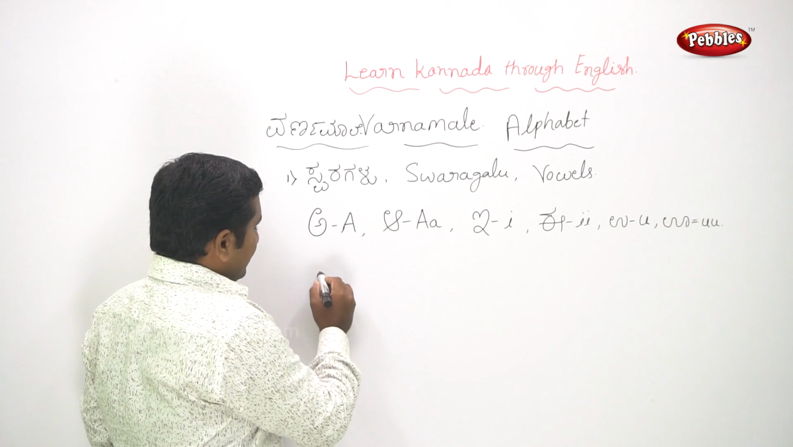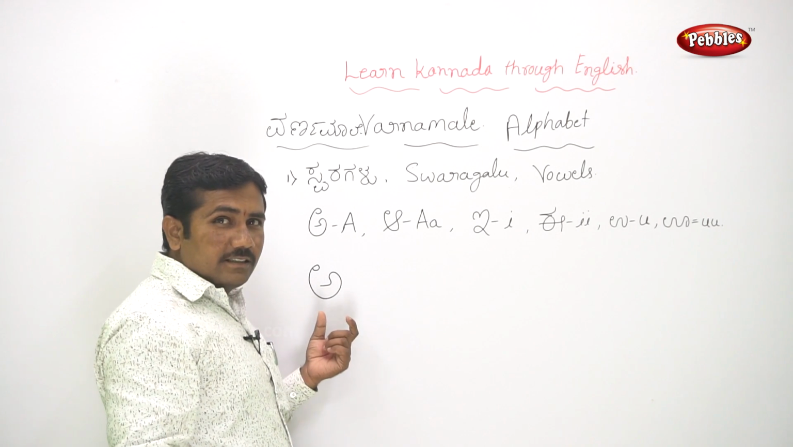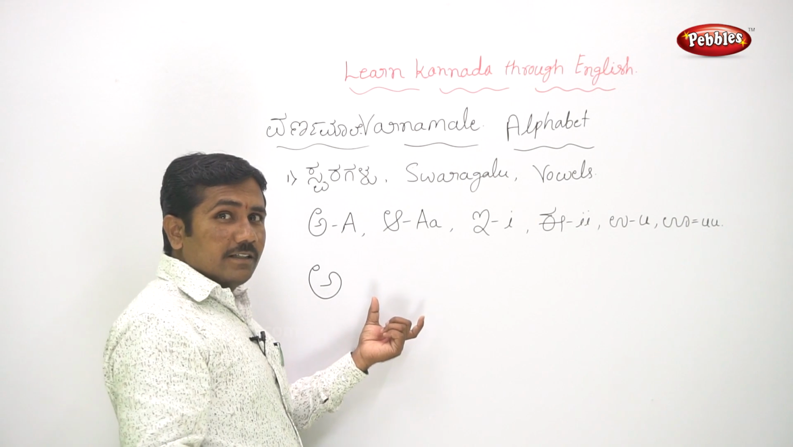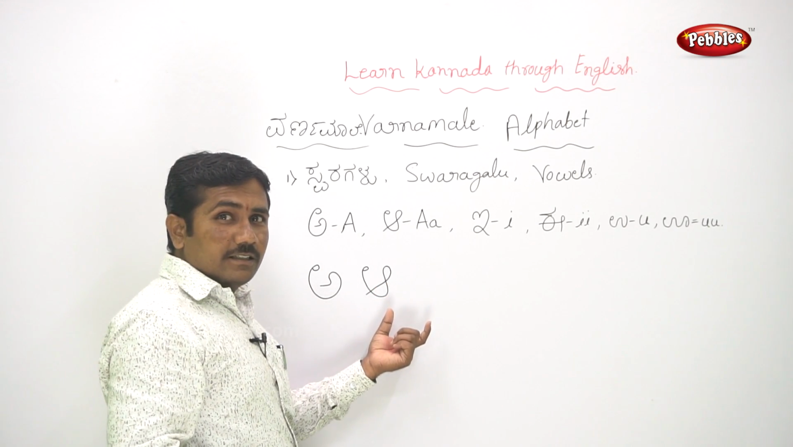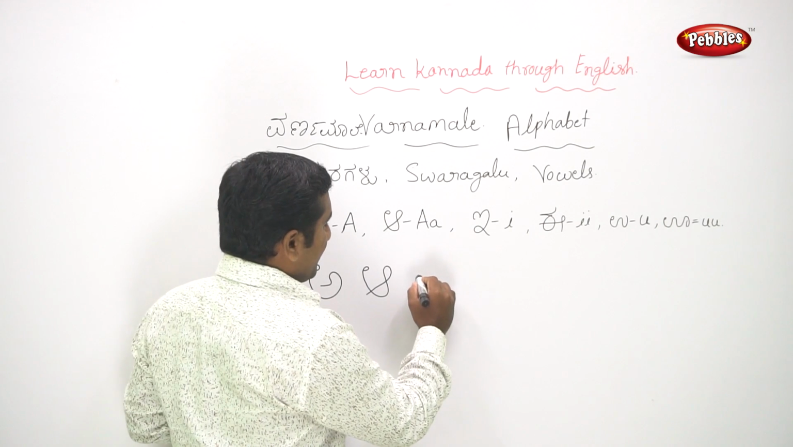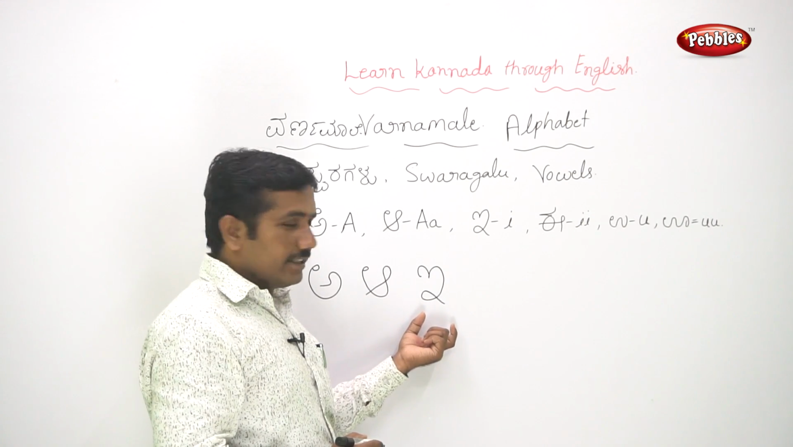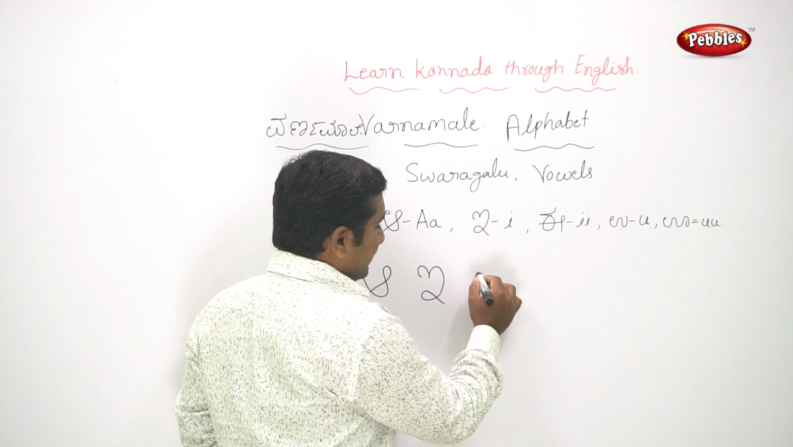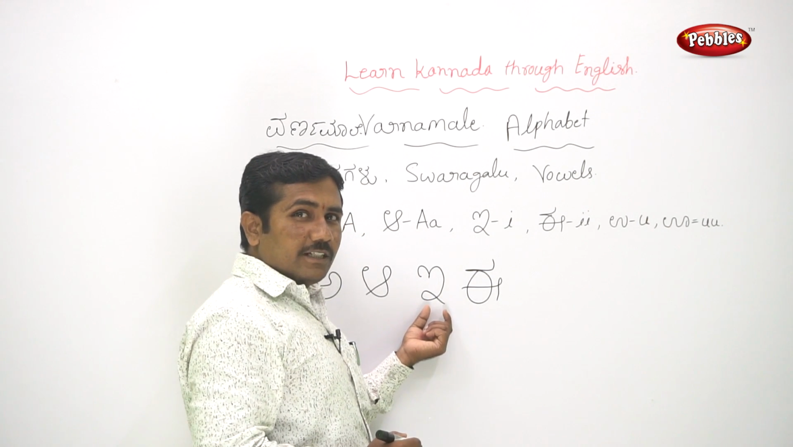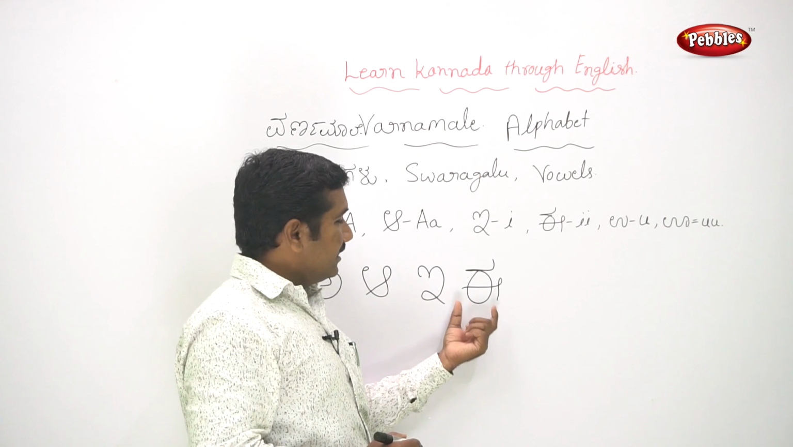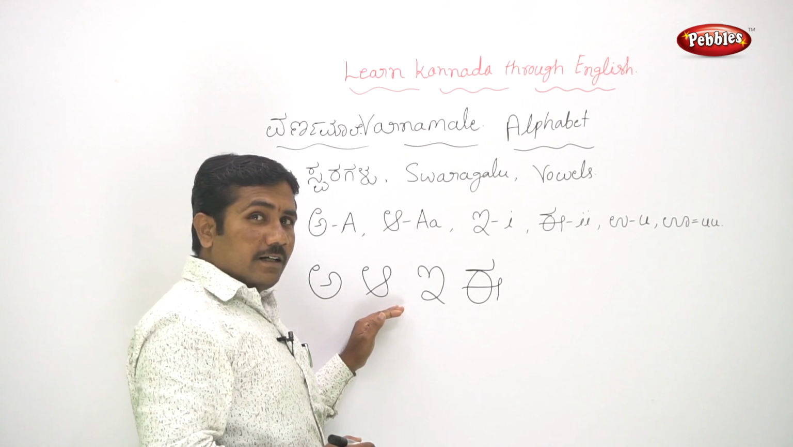See, first one is A. It takes less time and less air. Next letter is A. It will take more time. You can hear the differentiation. Next letter is E. Here also you take only less time. Next letter is E. Here you take more time. See E, only less time. E, here you take too much time.